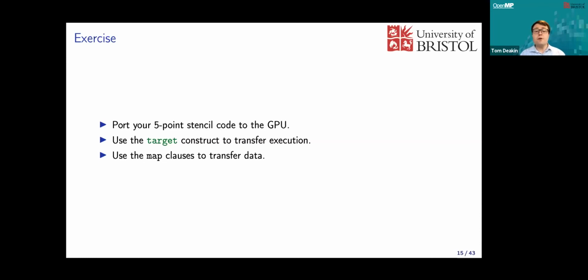In the Stencil code, those arrays are allocated on the heap. They're allocatable Fortran arrays, so we must use these map clauses in order to be able to transfer the data. So that's over to you, the exercise.